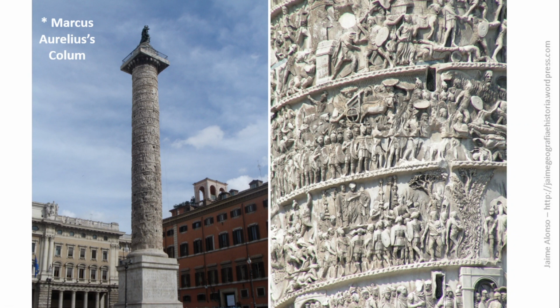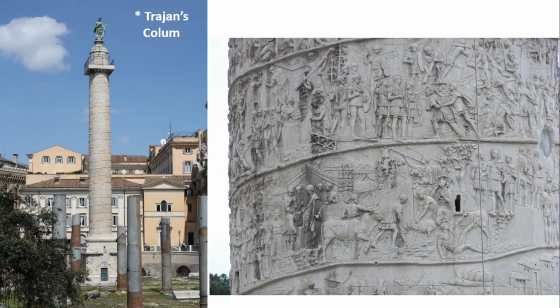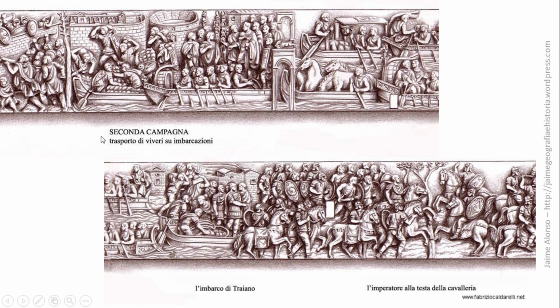And we have to go on to the column, also narrating military victories. We see how there is a spiral, and that spiral is used for developing the story. In Trajan's column, or Colonna Traiana, as it is in Italian, we see different scenes. It is considered the most important example. And here, for example, we see how they are shipping all the foodstuffs and all the things required into the boats. And here, how it disembarks, and Trajan, leading the armies, is before the cavalry.